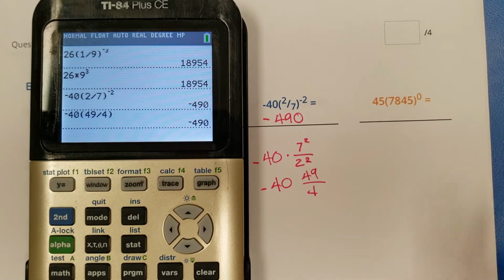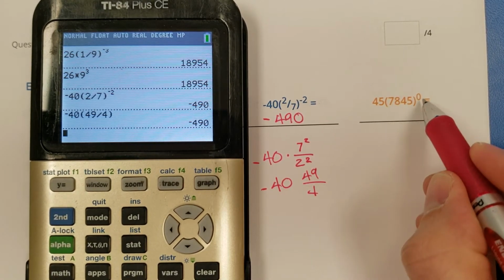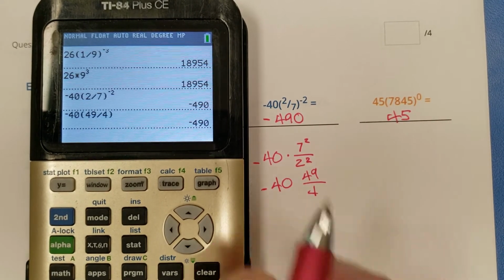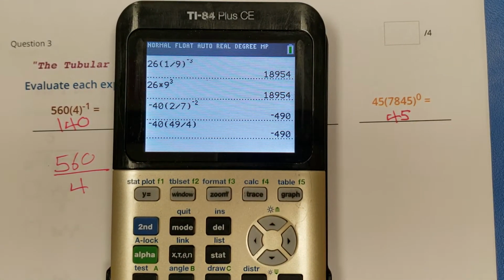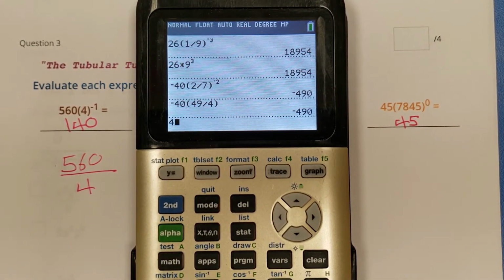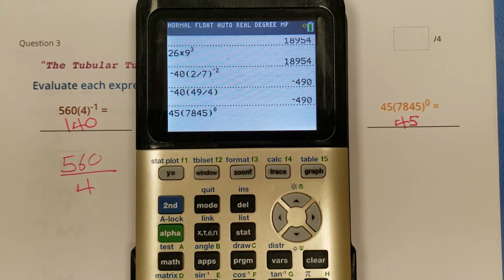Weird, right? Last one's pretty easy. Wow, that's a big old number. It doesn't matter. It's to the 0 power, so it turns into 1. Boom, 45. There you go. Last one's a layup, yo. Okay, anything to the 0 power is 1. 45 times 1 would be 45. Double check with the calculator. 45 times 78, 45 to the 0 power, 45.